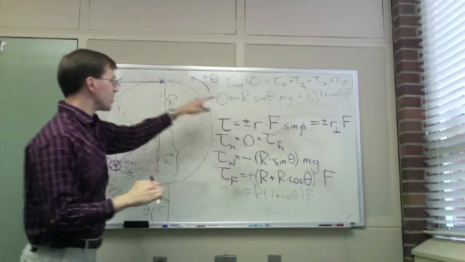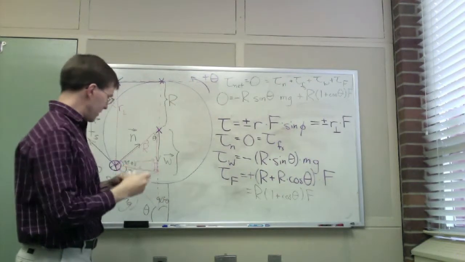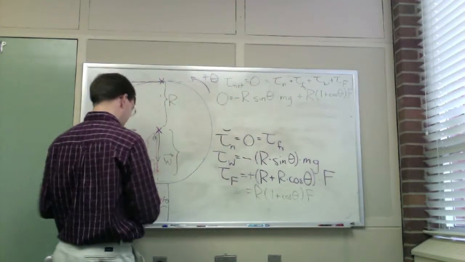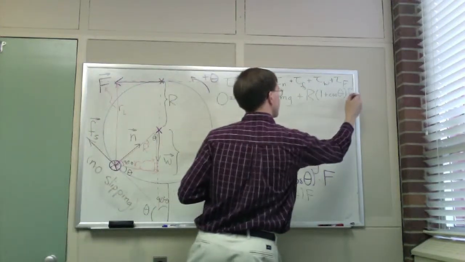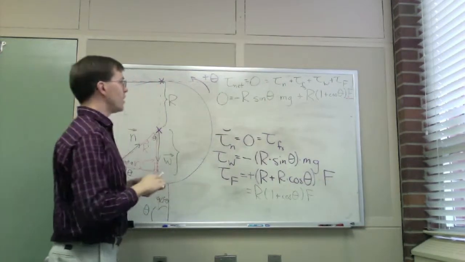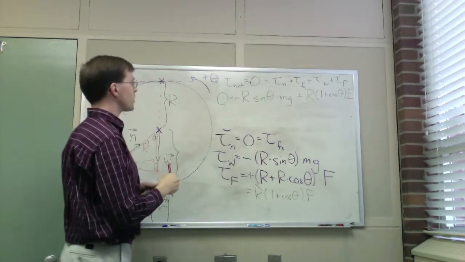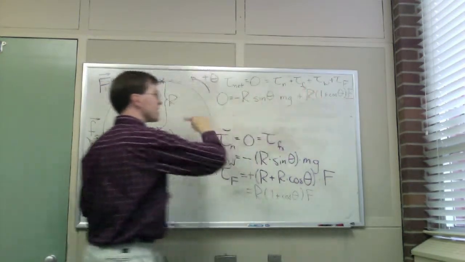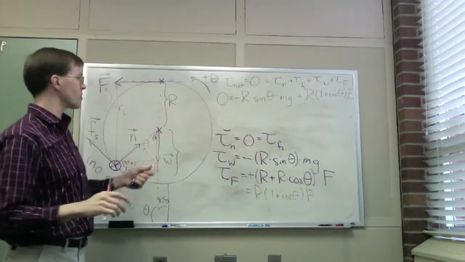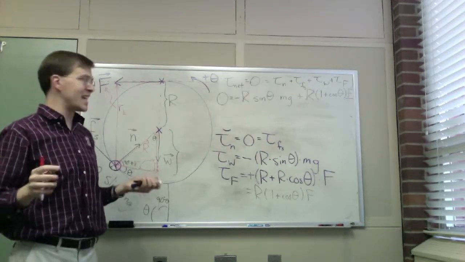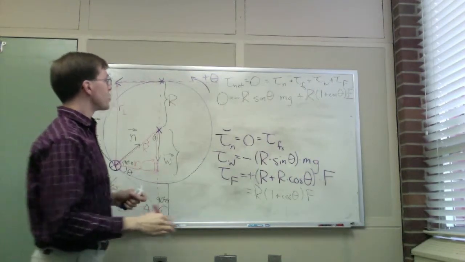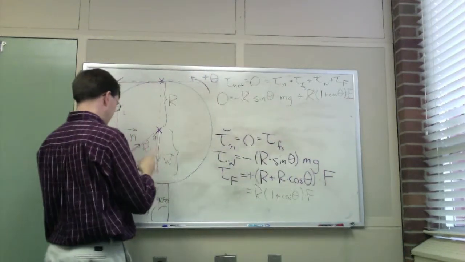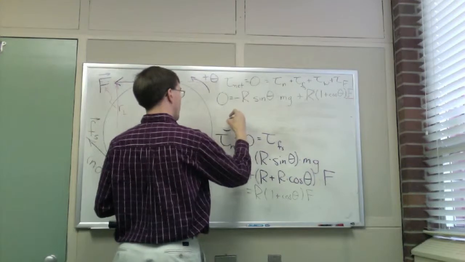I've written that all out. That equals 0. At this point, I just want to solve for my unknown, which is the pulling force F. The radius will cancel out. If I divide both sides of this equation by capital R, the radius of the circle, then that goes away. That's handy. So I'll add this term to both sides, and I'll divide by that 1 plus cosine theta. I'll end up finding the following equation for F.